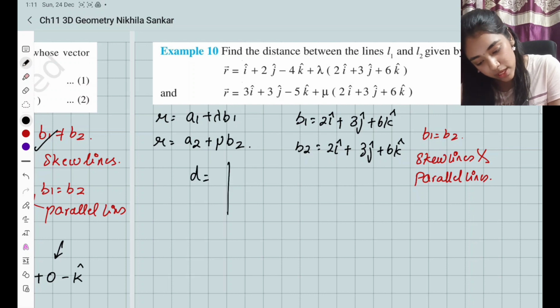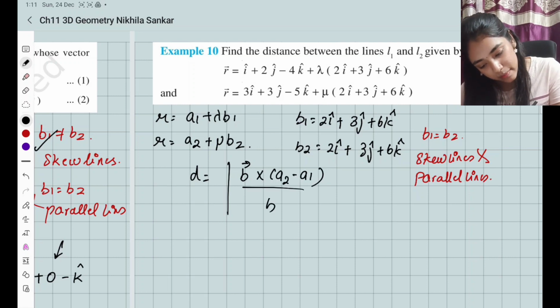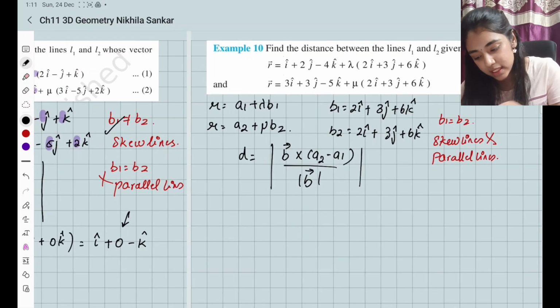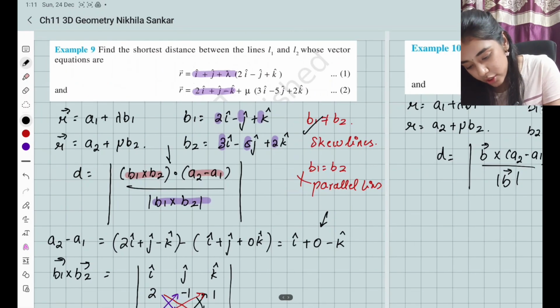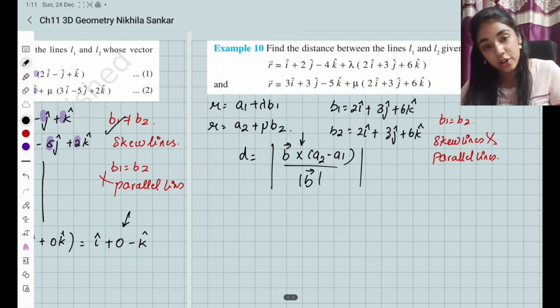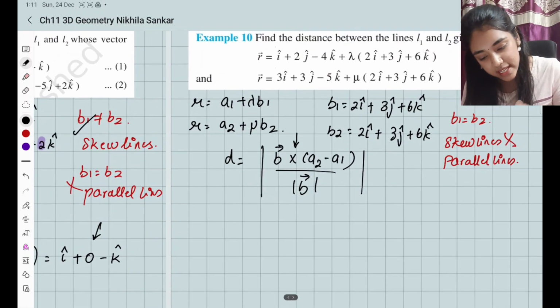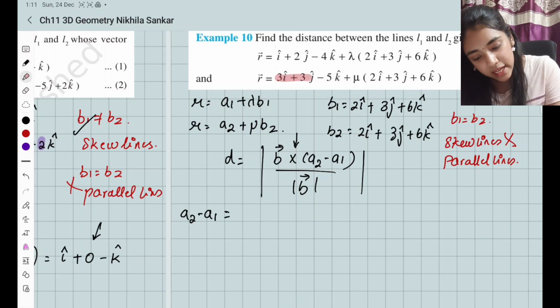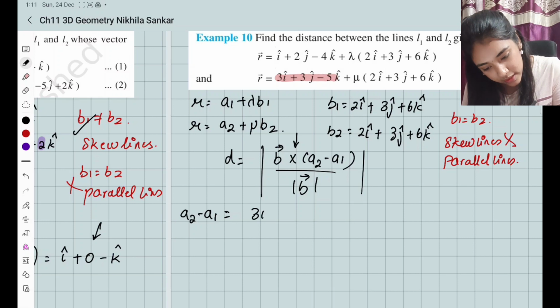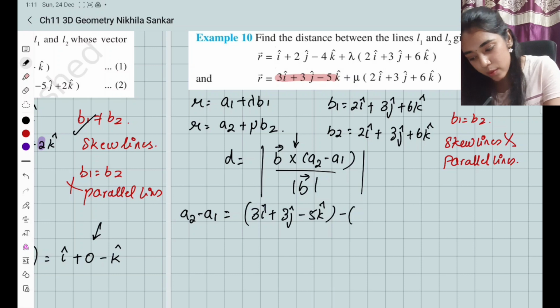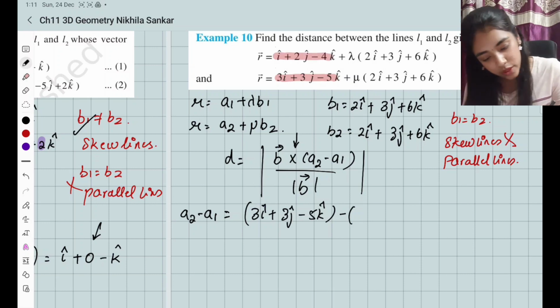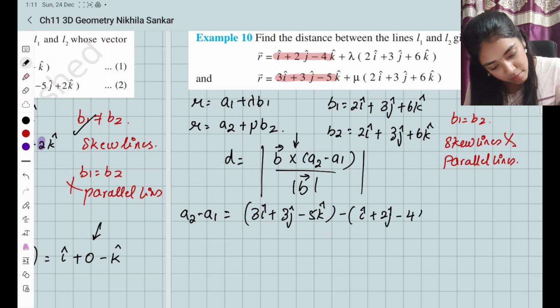The distance is going to be magnitude of b1 cross b2 இல்லாம it is simply going to be b vector cross product of a2 minus a1 divided by the magnitude of b vector. Okay, இந்த இடத்துல dot product இருந்ததா? So here I had a dot product, but here I am going to have a cross product when you are talking about parallel lines. So first a2 minus a1 கண்டுபிடிக்கலாமா? So what is my a2 minus a1? a2 is going to be 3i plus 3j minus 5k. So I have 3i plus 3j minus 5k. இது a2 minus a1. a1 என்ன? i plus 2j minus 4k.